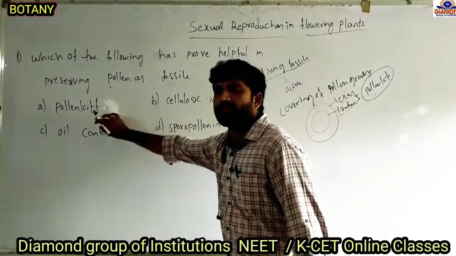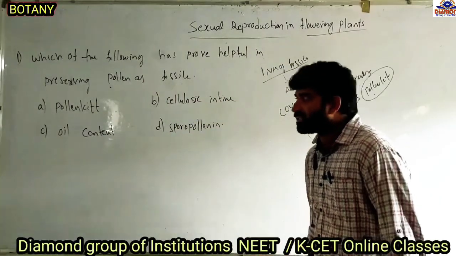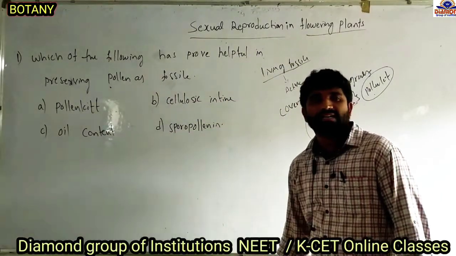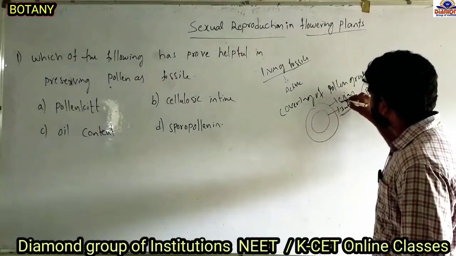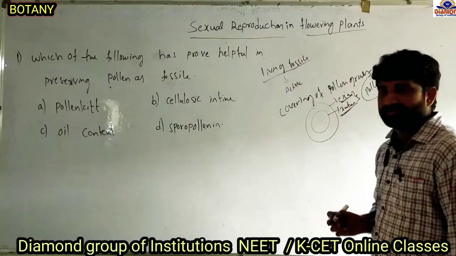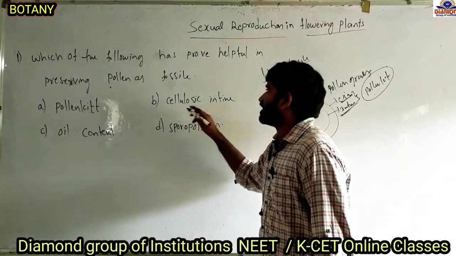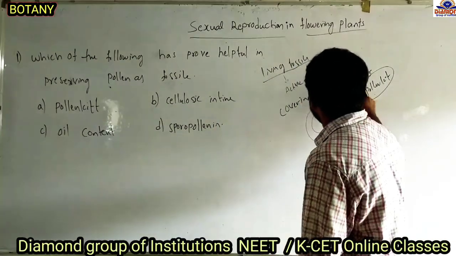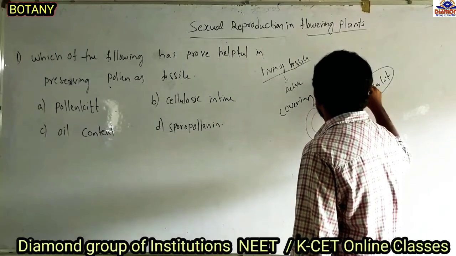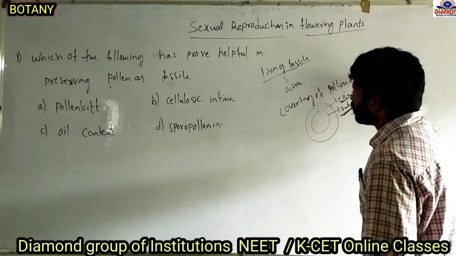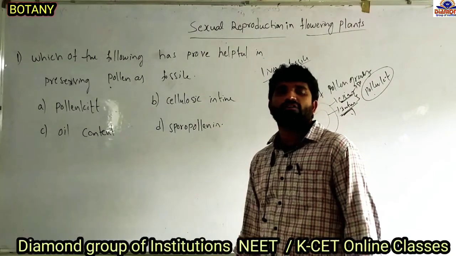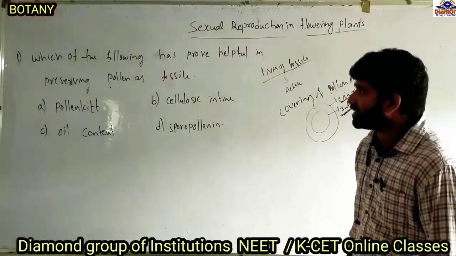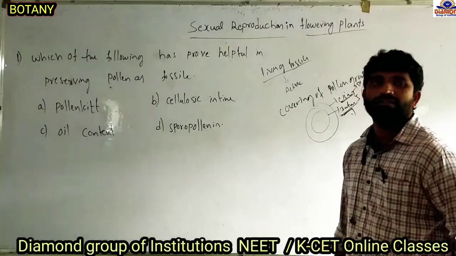Due to the presence of pollenkitt, the pollen grain is not considered a living fossil. Then, cellulosic intine: the intine is made up of cellulose, and the exine is made up of sporopollenin. Option C, oil content: due to the presence of oil, these pollen grains are not considered a living fossil.